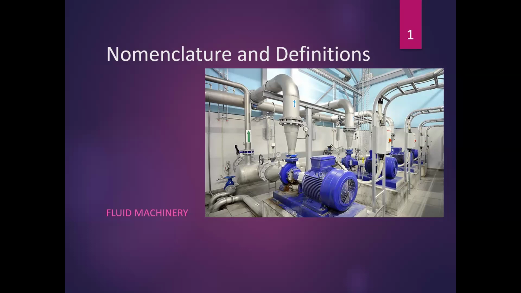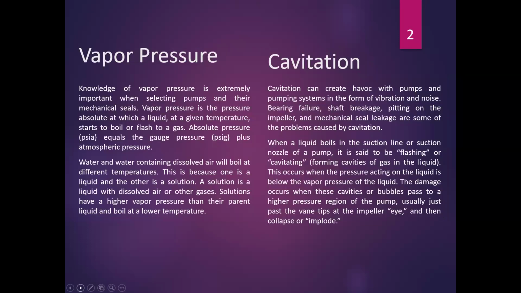So for the subject of fluid machinery, first topic is nomenclature and definition. This is a prerequisite from fluid mechanics. So start with vapor pressure. Knowledge of vapor pressure is extremely important when selecting pumps and their mechanical seals.